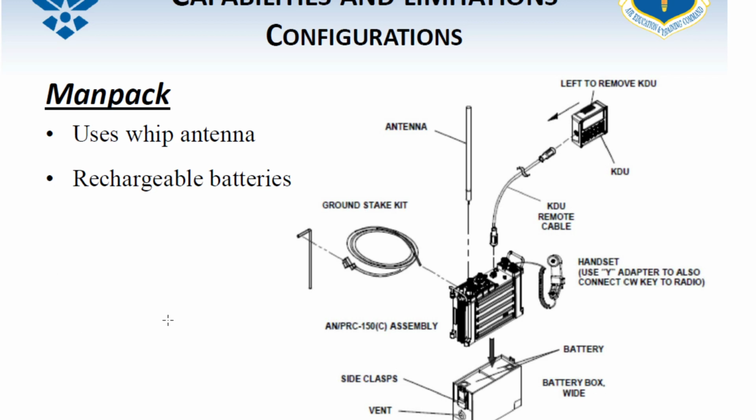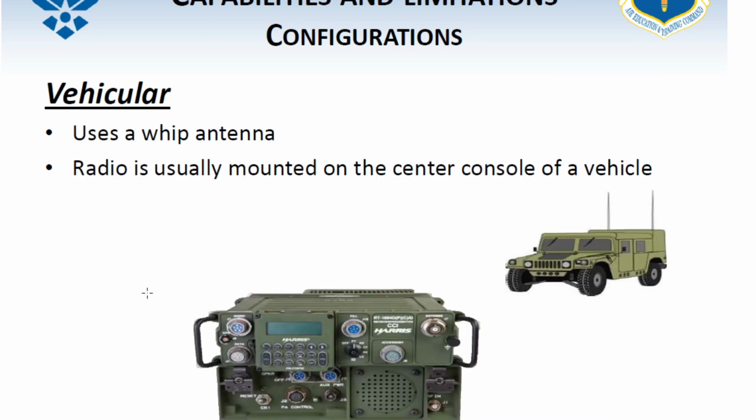All right. The diagram is a depiction of how the man pack would work. You use a whip antenna and your rechargeable batteries, and then you can just walk around in the field. There's the vehicular, with it you want to use your whip antenna, and it's usually mounted in the center console of the vehicle. That is a Humvee, not a Prius. You want to probably put that antenna on the outside of the vehicle. The radio is mounted on the center console of the vehicle.